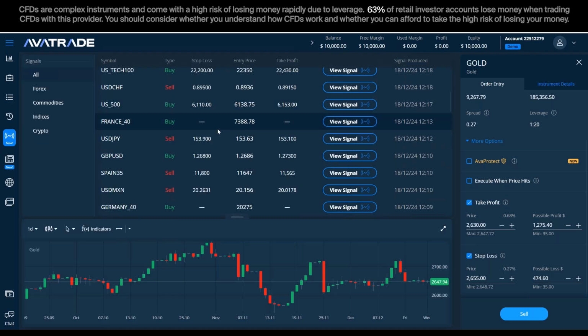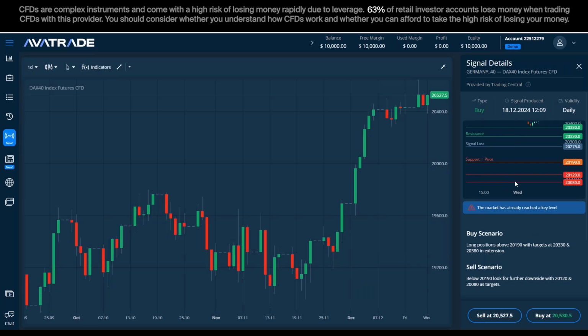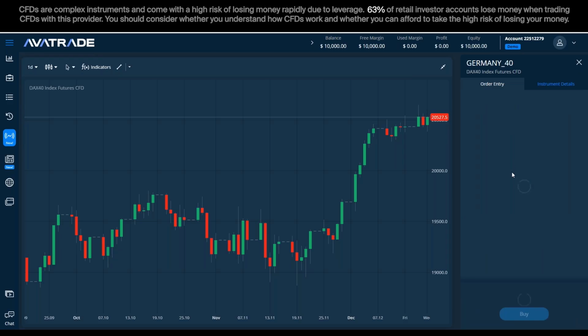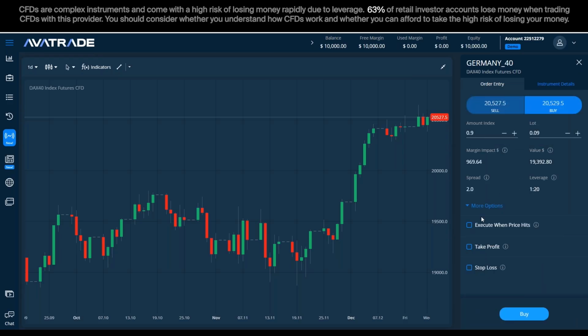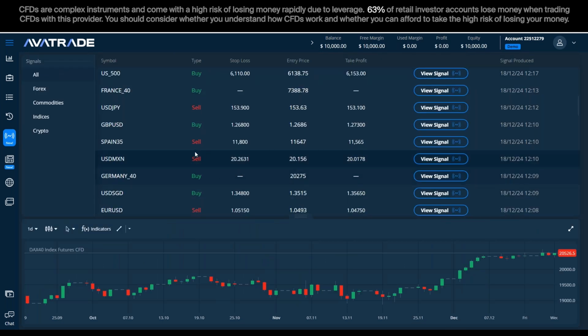That's about the signals. Oh, one more thing. There is a situation when the signal has already reached the levels that we anticipated that it will get to, and when you get this message, the market has already reached a key level. That means that the signal is currently futile, and it's not going to let us have the take profit or stop loss if we click here. Okay, so if I click here and I try to use the signal, it's not going to let me. Why? Because this signal has already met the levels that we expected.